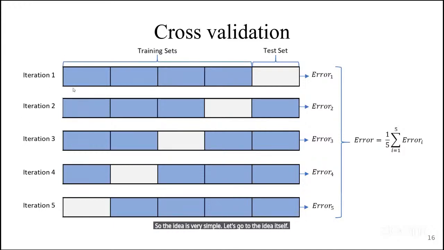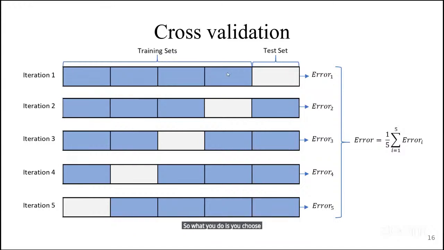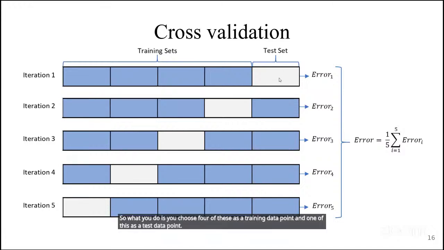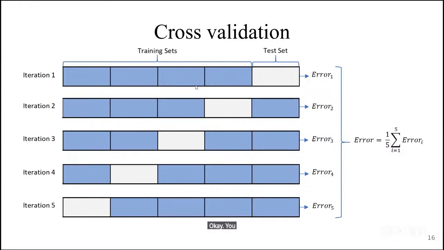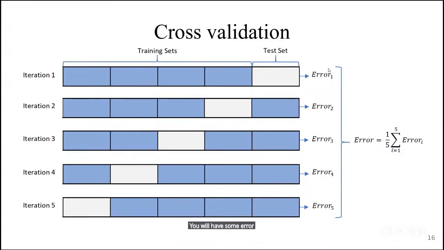So what you do is, this is your total number of data points, 1, 2, 3, 4, and 5. Say assume you have a total of 5 data points. There is no other data point available. So you choose 4 of these as training data points and one of these as a test data point. You train your model on these 4 data points and then test on this test data point. You will have some error. You report that error as error 1. This is the error that you got after training on these 4 data points and testing on this one.